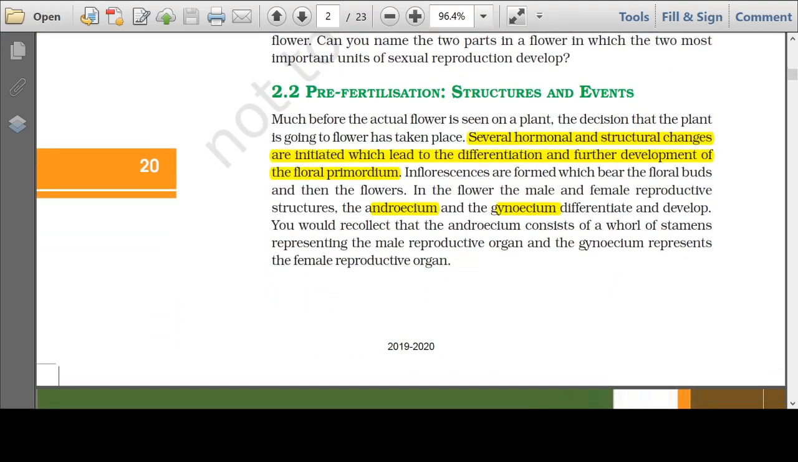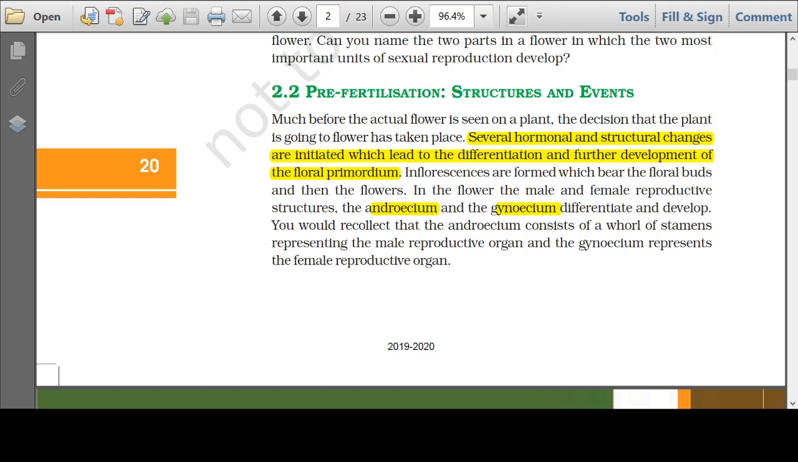Now the main thing is how a plant comes to know that it will flower. There are several hormones and several structural changes. One such hormone is florigen. A hormone called florigen is present in the leaves.